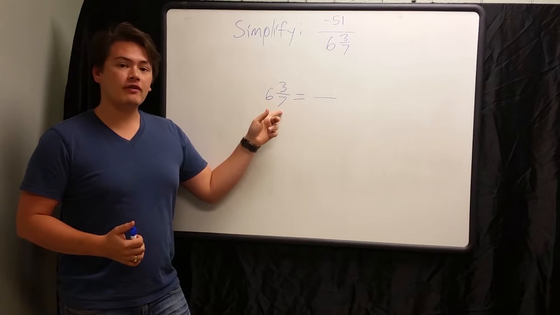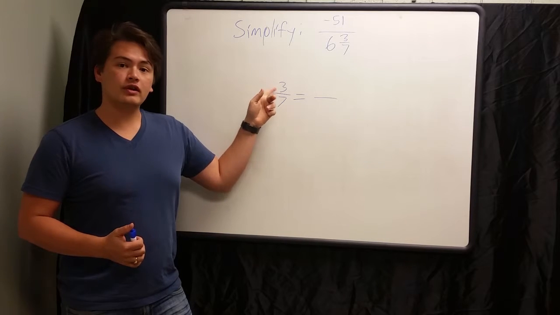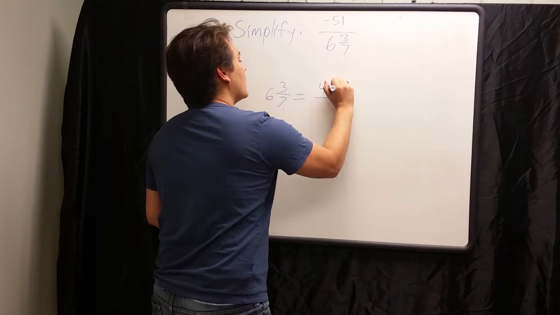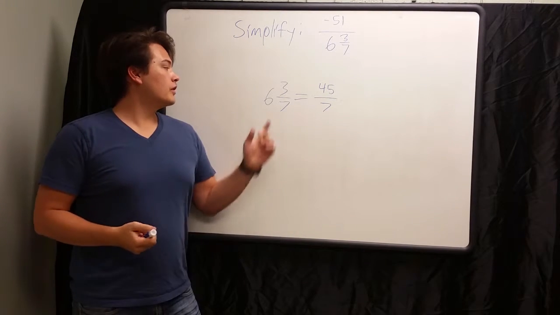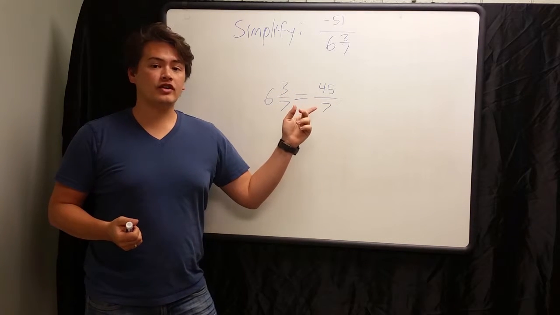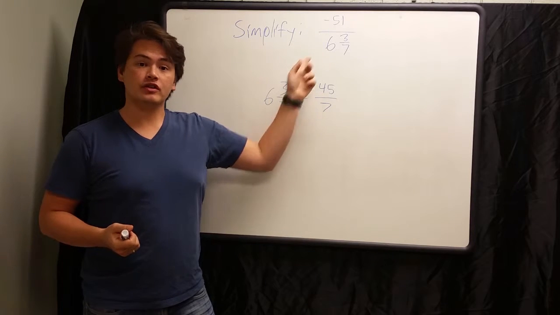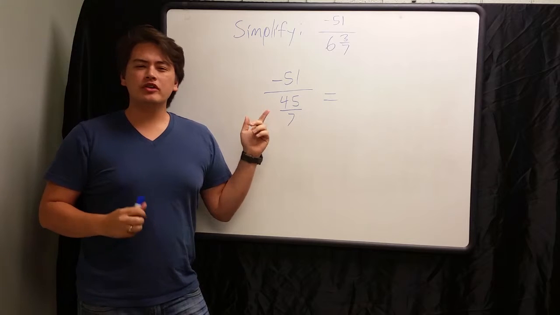So 6 times 7 is going to give me 42. 42 plus 3 is going to give me 45. So it's going to be 45 over 7. So now that we've made 6 and 3 over 7 into an improper fraction, we're going to plug this improper fraction into this equation.